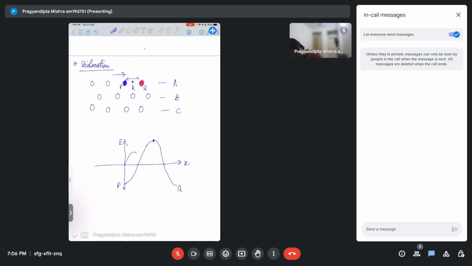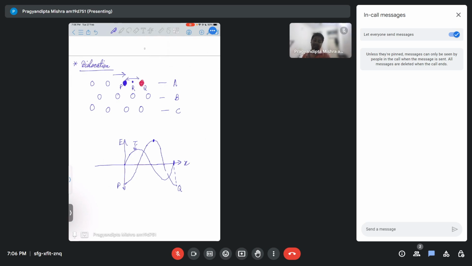It will go to 0 here. Then here, right? So this is my point Q. I've not drawn it exactly to scale perfectly, but yeah, this is my stress, shear stress curve. Okay.